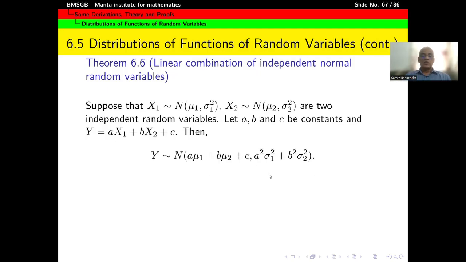So to prove this also, we can use the moment generating function technique. What we are going to do is find the moment generating function of Y using the moment generating function of X1 and X2 and the properties of the moment generating function, and identify that the moment generating function of Y is actually the moment generating function of this normal distribution. And that will, by the uniqueness of the moment generating function, imply that Y has this distribution.